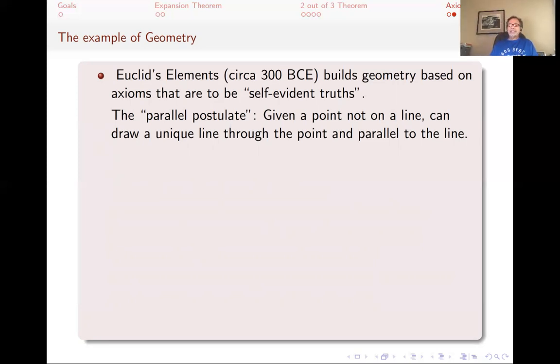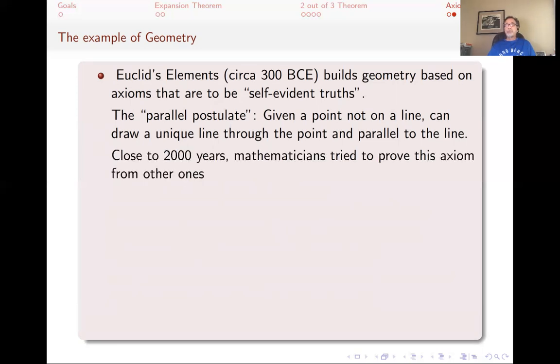This one did not seem as obvious. I mean, it's sort of obvious, but it didn't seem as obvious to people as the rest of the axioms. And so for over 2,000 years, mathematicians tried to prove this axiom from the other ones. They did not succeed. Although they did make a lot of progress in understanding axiomatic systems, understanding geometry, coming up with other versions of the parallel postulate, they were not able to use the other axioms to prove this.